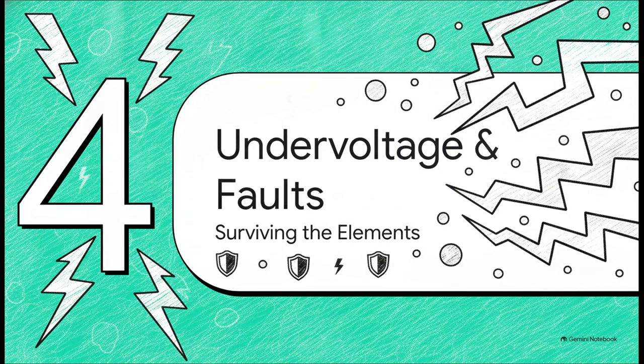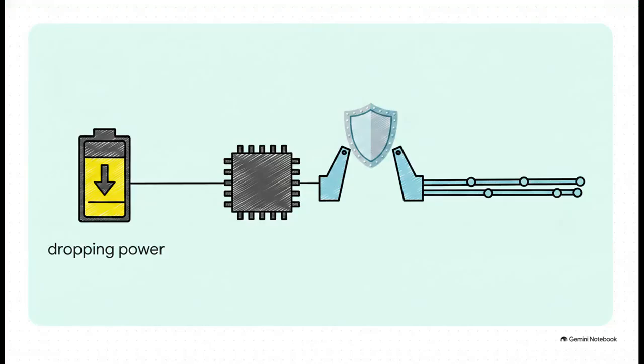Okay, part 4, handling undervoltage and faults and surviving the elements. Let's see how this chip handles power supply drops and massive electrical surges. First up, undervoltage. If the primary power supply, VCC, drops below a specific safe threshold, the chip is actually smart enough to know it can no longer guarantee reliable communication. So what does it do? It immediately pivots from a normal active state into a protected high-impedance state.